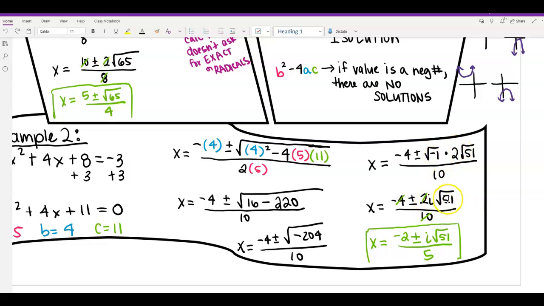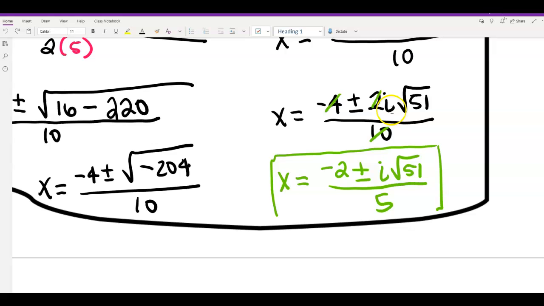times i radical 51. And again, because I have a 4 and a 2 and a 10, and those are all divisible by 2, I can simplify that into negative 2 plus 1i square root of 51 over 5. Okay, so you might have to simplify by hand with some of those imaginary numbers.